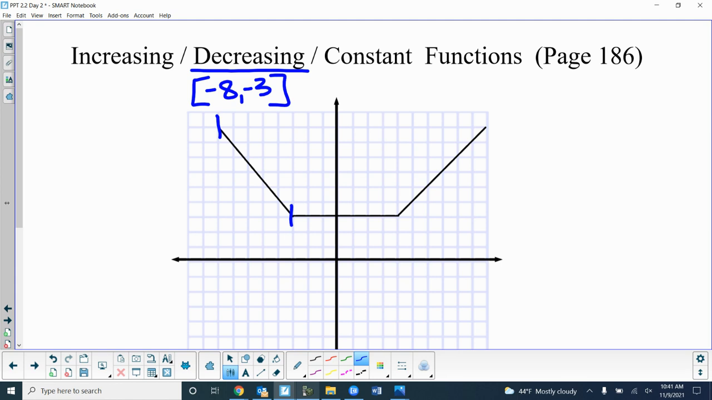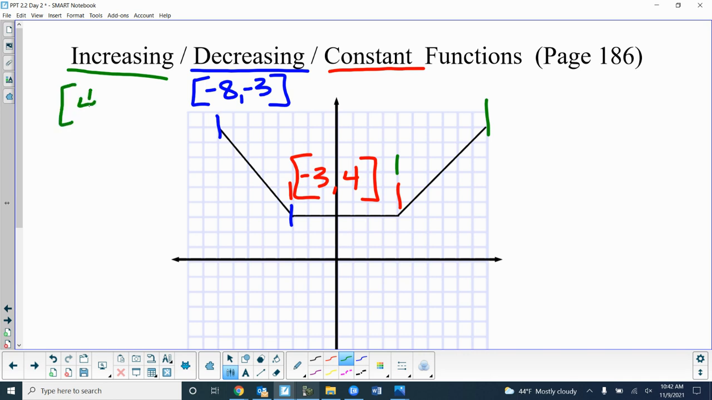Does it matter which way goes first? We usually put it in the order from left to right. Okay. Yeah, so I would say yes. All right. Where's the constant part? -3 to 4. You guys agree with Olivia? Right. She's right. -3 to 4. And then from here to here is what part? The increasing, right? So what's that? 4 to 10?